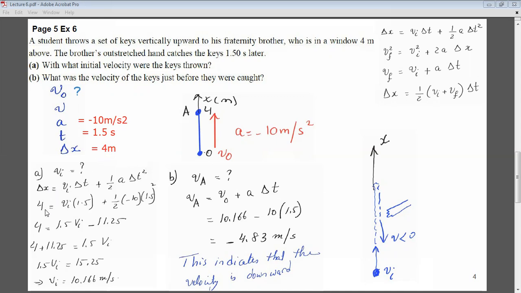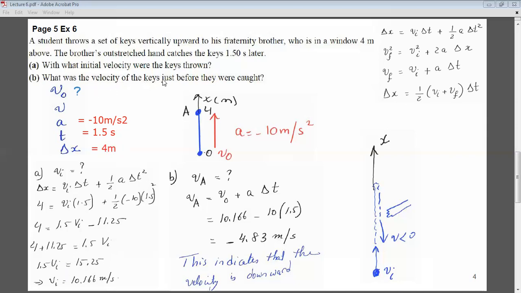Delta x is 4. V initial is my unknown. Delta t is 1.5. A is minus 10. And delta t is 1.5 squared. I do the math here. 4 equals 1.5 v initial, minus 10 over 2 times 1.5 squared, which on the calculator is 11.25. I take it to the other side, it becomes 15.25 equals 1.5 v initial, and I get my v initial.